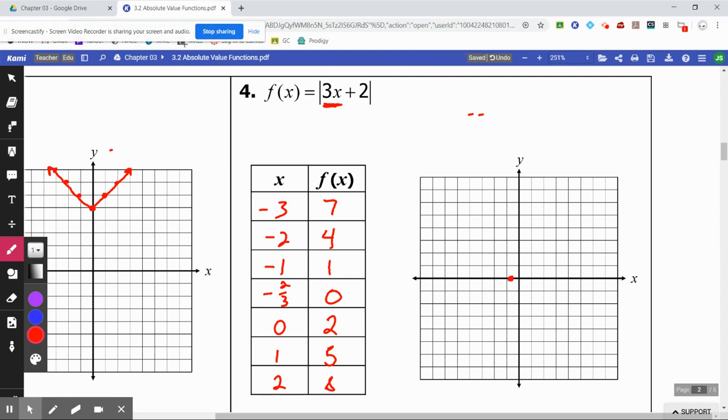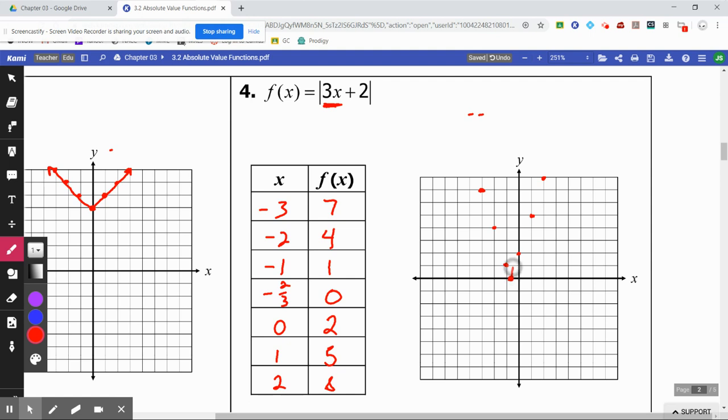I've got -3, 7. So 1, 2, 3, 1, 2, 3, 4, 5, 6, 7 is right here. -2, 4: 1, 2, 3, 4 is right here. -1, +1 is here. -2/3, 0, I already had that. 0, 2 is here. And you can see the symmetry is a little bit off. 1, 5, even though it is still symmetrical. 1, 2, 3, 4, 5, and 2, 8 would be about right here.